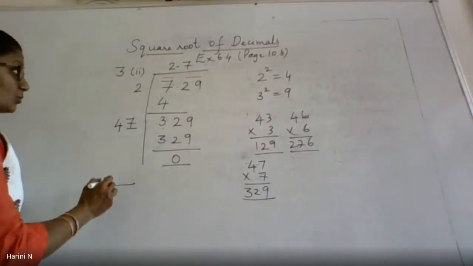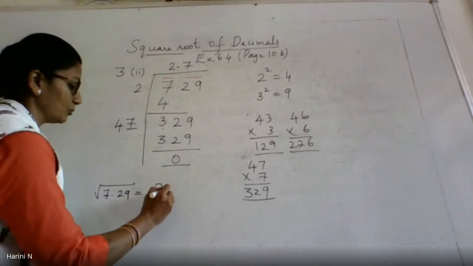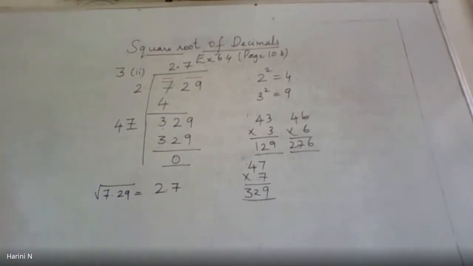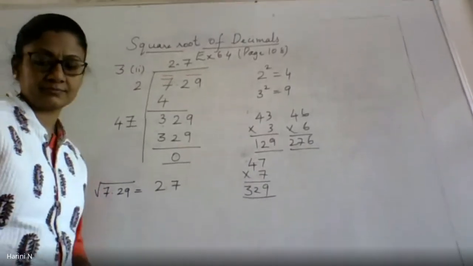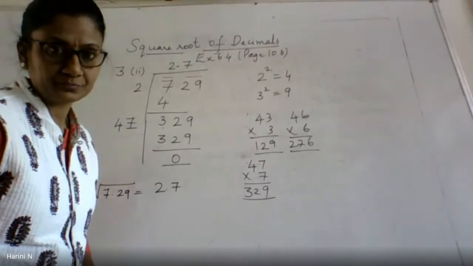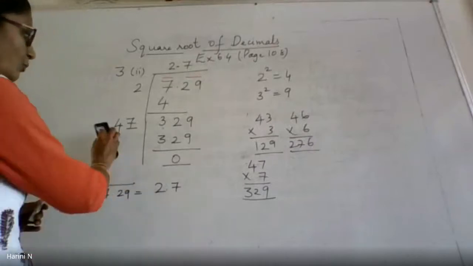Alright. So the square root of 7.29 will become equal to 2.7. So this is how you complete the problem. Any doubt so far? No doubts, ma'am. Okay. So we'll take up one more. We'll take up maybe the next one itself, 51.84.